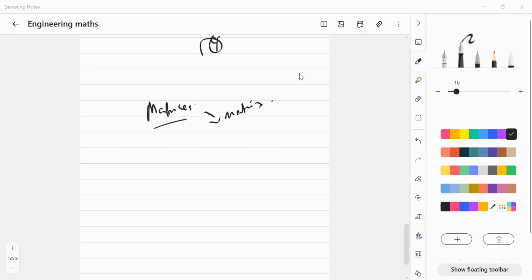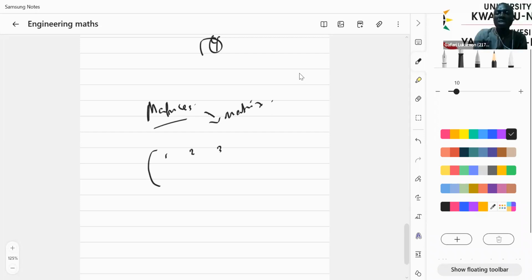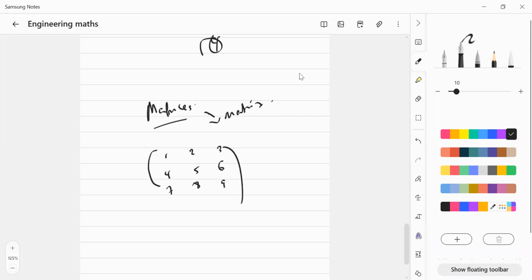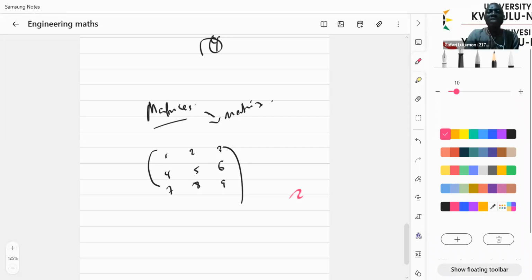Let's say, for example, I have something of this nature: 1, 2, 3, 4, 5, 6, 7, 8, 9. You understand now? So you will see this is an array of numbers, and indeed this array of numbers is in the form of a rectangle. I hope you understand now. So such an array is called a matrix. If I put a dot here, here, here, and here, you will see it forms a rectangle.